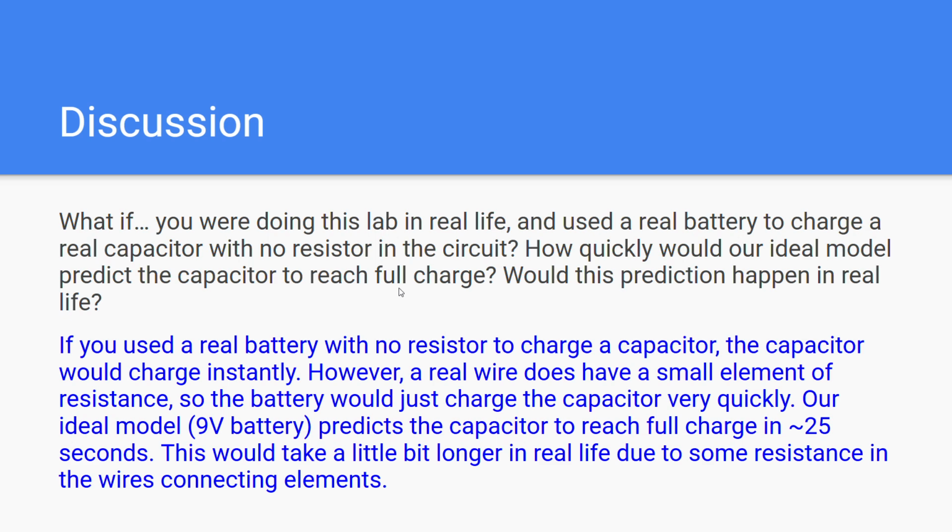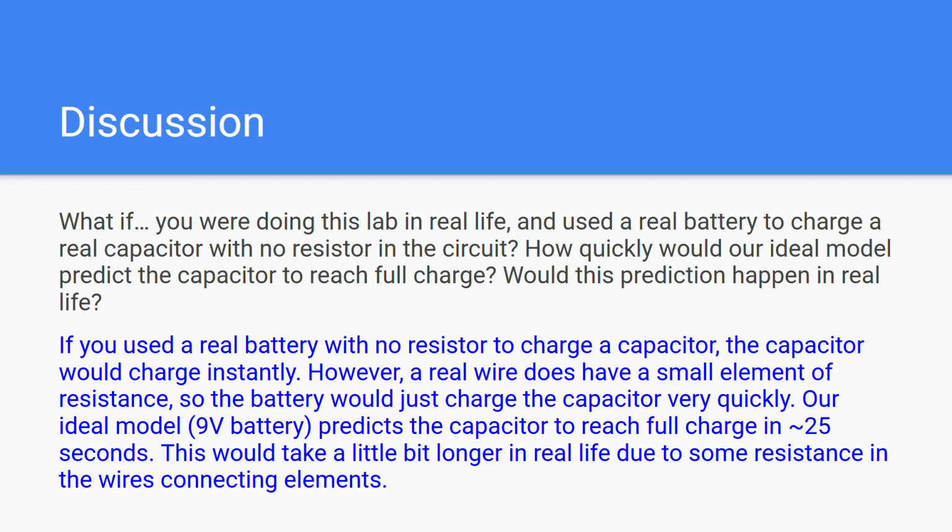And secondly, what if you were doing this lab in real life and you used a real battery to charge a capacitor with no resistor in the circuit? How quickly would our ideal model predict the capacitor to reach full charge? And would this happen in real life? If we set up the capacitor in this way, the capacitor would charge instantly because there's no resistance.